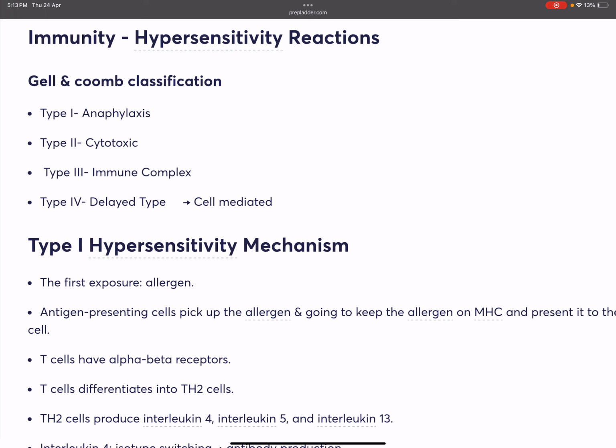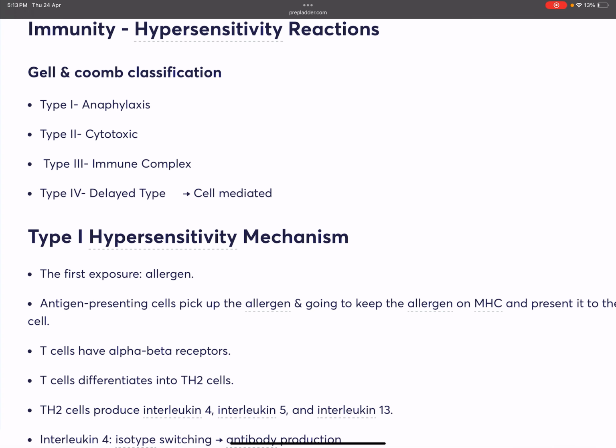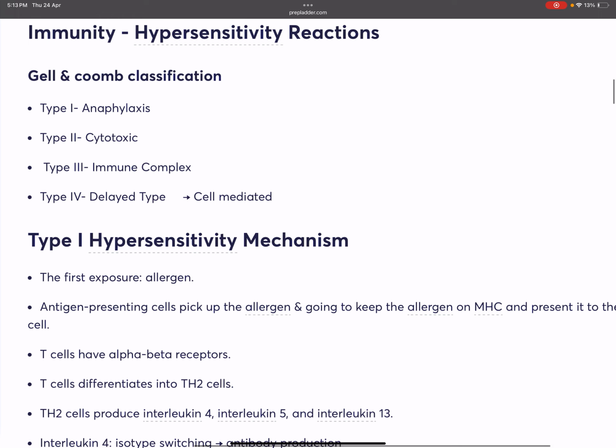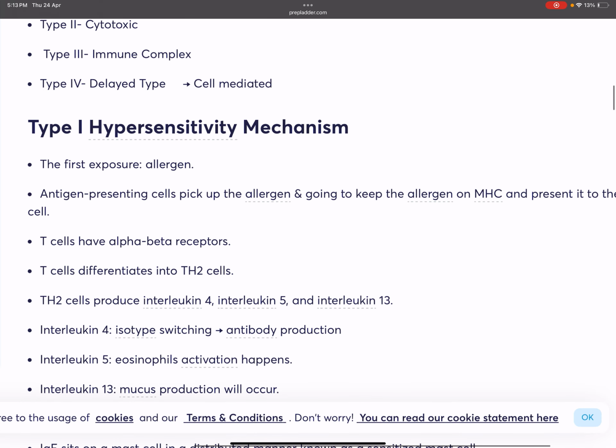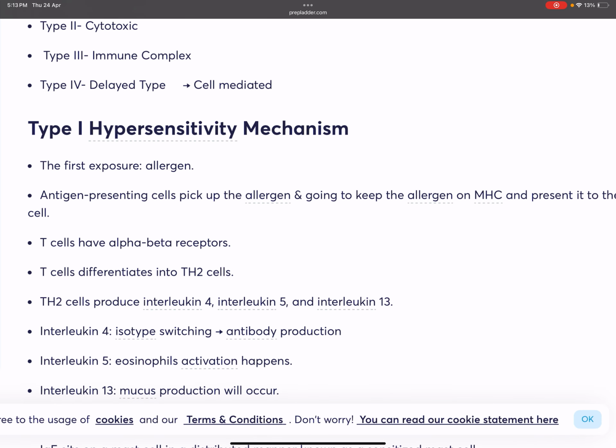And today we'll be going to discuss some points related to hypersensitivity. You have to remember one thing first: for hypersensitivity, you have a mnemonic which is related to the word ACID. A is anaphylaxis for type 1, C for cytotoxic type 2, type 3 is immune complex, and type 4 is a delayed type, so cell mediated.